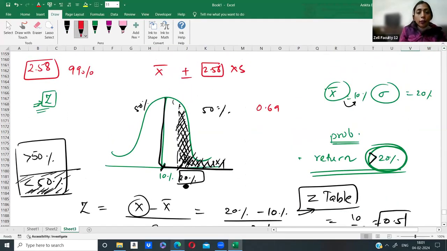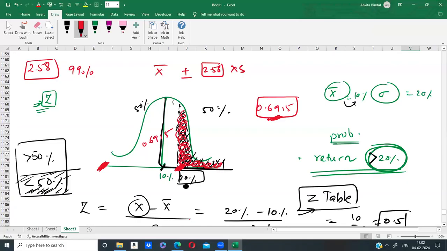Here, if we go back, 0.6915. Can you tell me this probability of 0.6915 is from where to where? What probability does the Z table give you? From your extreme left till the point of comparison. So from here to here, the value is 0.6915. But we want to find the probability of this shaded area. So how much would be the probability of this shaded area?